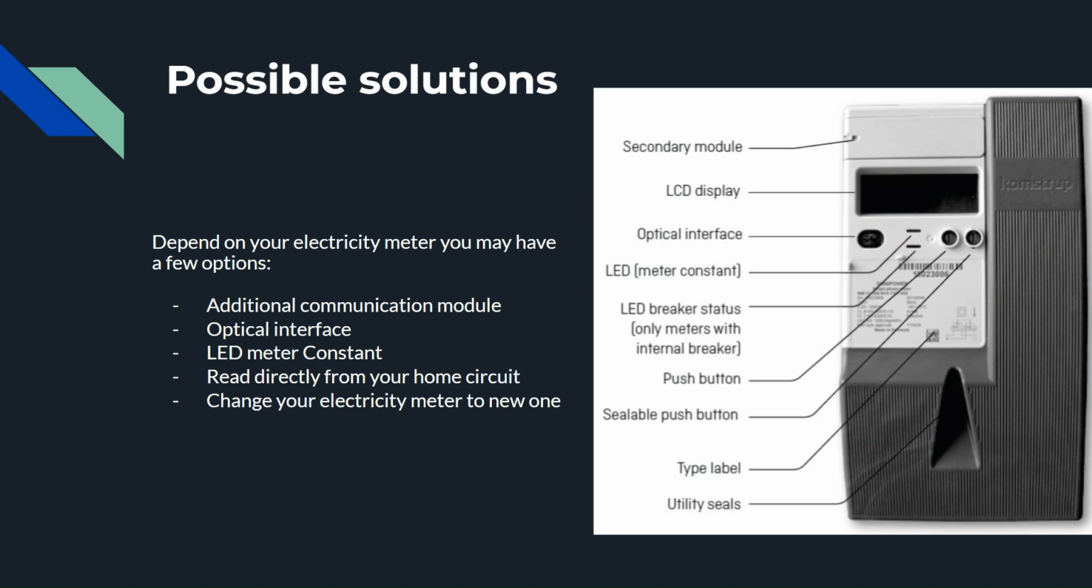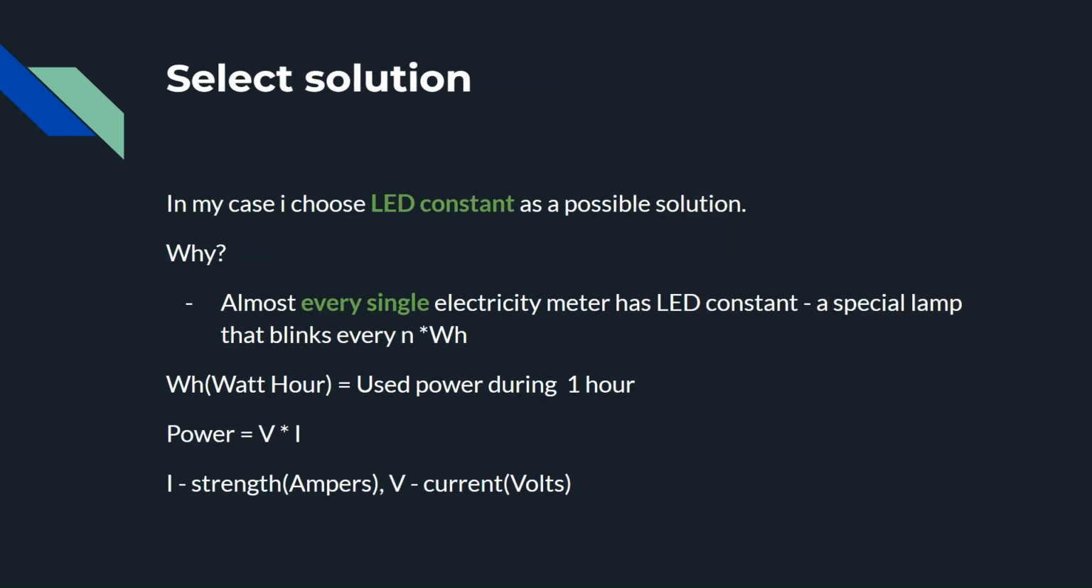Another one is the LED meter constant. That is a special LED bulb that blinks n times per some period of time. And another, read directly from your home circuit. So if you have a special device, you can connect to your home circuit. It could also read data from your inside circuit. And another possible way is to change your electricity meter to a new one. In my case, I believe the best solution is to use the LED constant.